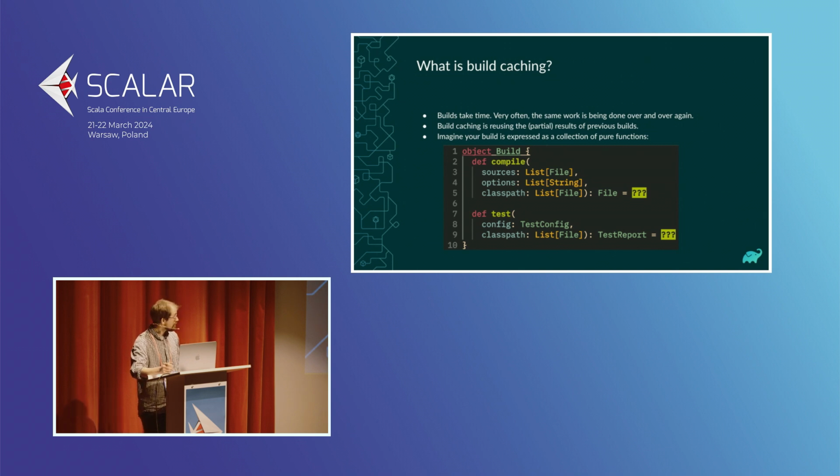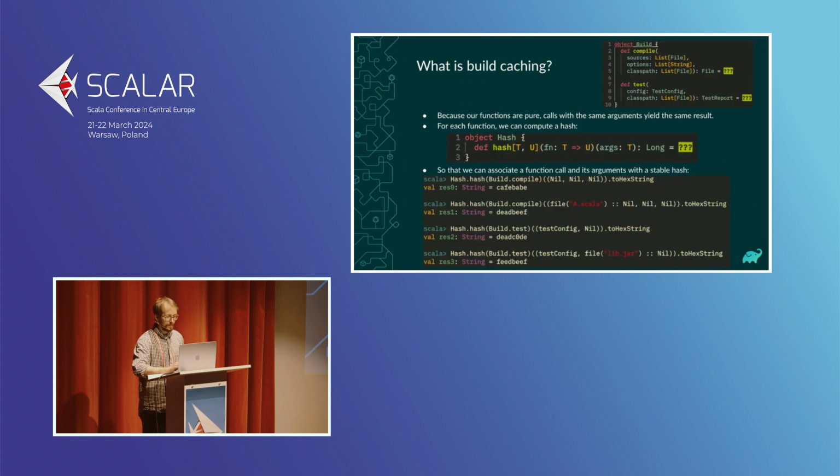For test, it's about the same. We have a test configuration, which would be whether we want to fork, some framework options, and so on, and a class path, which would again be the list of jars that we want to run. It produces the test report. And because we have those build functions, we assume that they are pure. So it means that if we run them twice with the same arguments, we should get the same results.